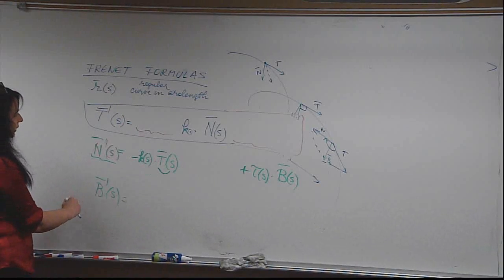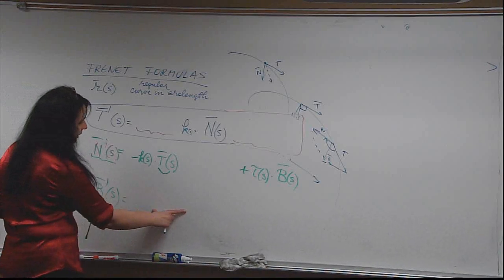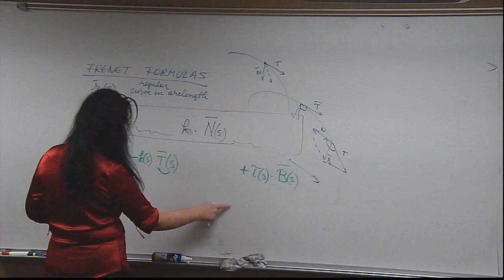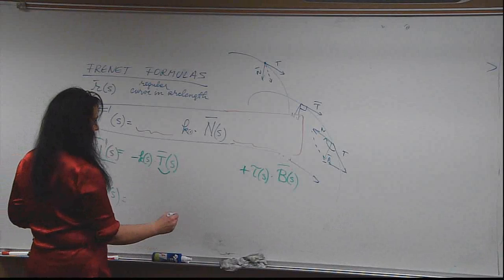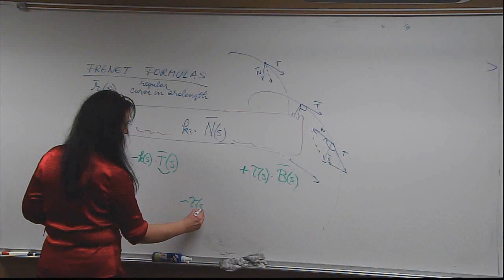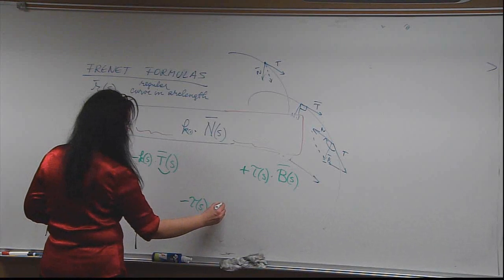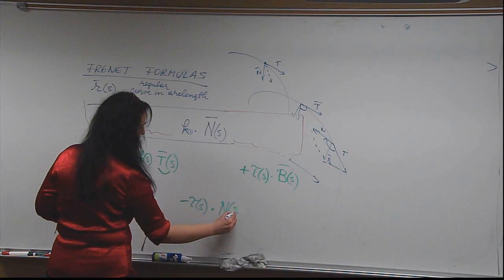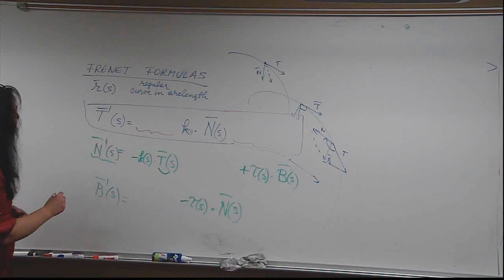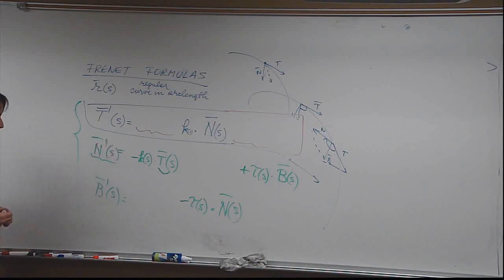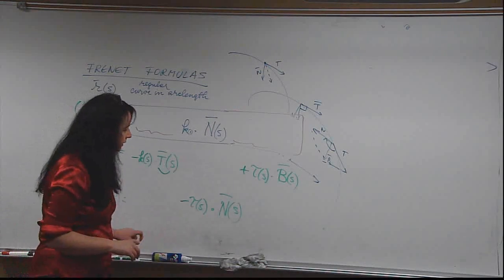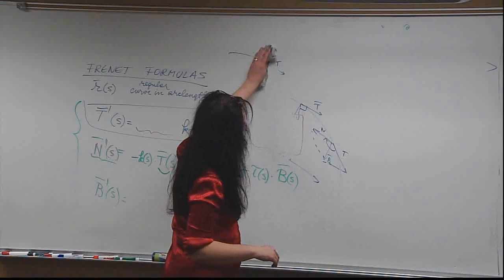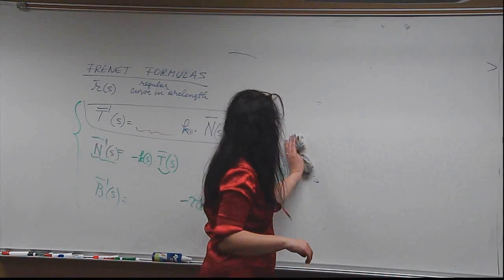And finally, if you take B prime, there is nothing here, nothing here. In the middle, you have minus tau of S times N of S. And now nobody else but you knows that. I mean, the other regular students don't know these formulas.